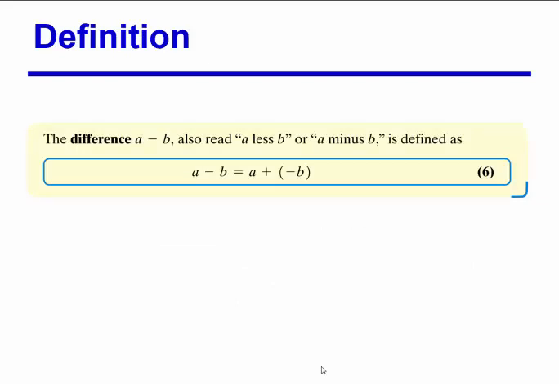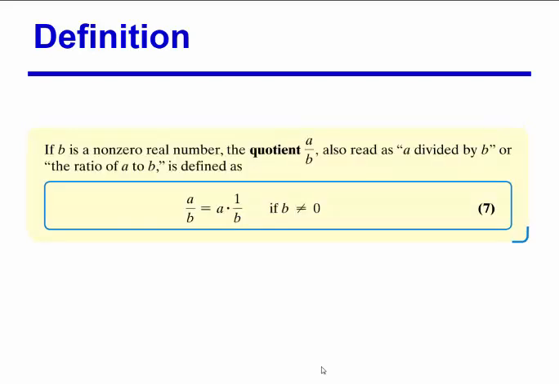Now, the difference a minus b is also read as a less b or a minus b, and subtraction is defined by the addition of the inverse of the number. So a minus b is equal to a plus negative b. Now, if b is a non-zero real number, the quotient a over b is also read as a divided by b, or the ratio of a to b.